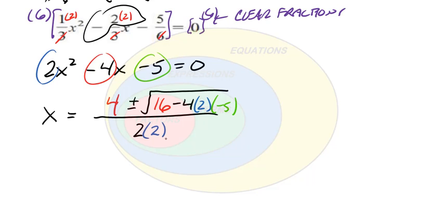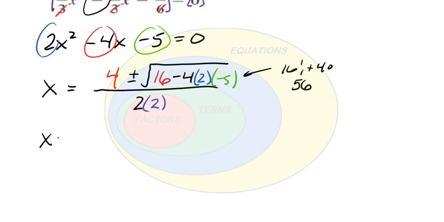where a is 2. So we'll simplify underneath the radical first. This would be a 16. We'd have negative 4 times 2 times negative 5. 2 times negative 5 is negative 10. Times negative 4 would be positive 40. So 16 plus 40 is 56. So we end up with x equaling 4 plus or minus the square root of 56 all over 4.